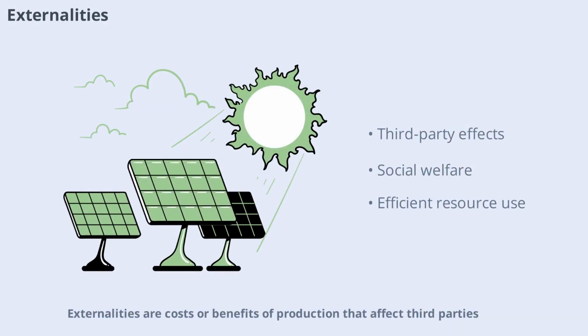Externalities are costs or benefits of production that affect third parties, like pollution or education. Firms and governments must address externalities to ensure resources are used efficiently and social welfare is maximized.